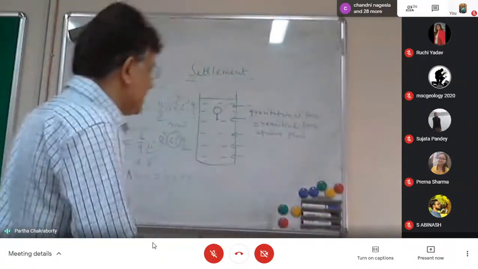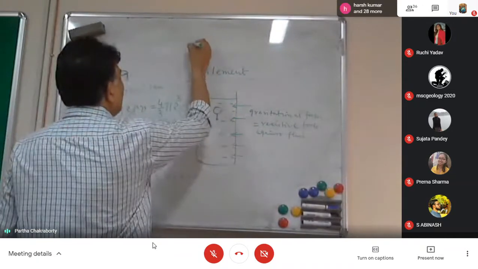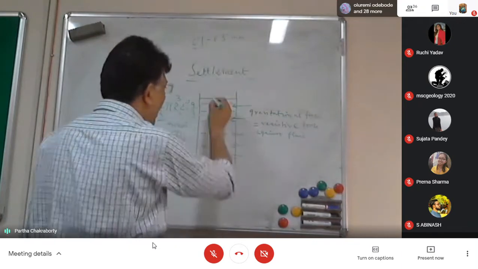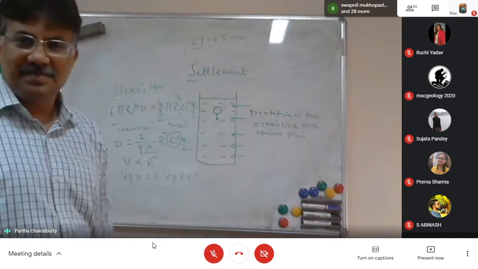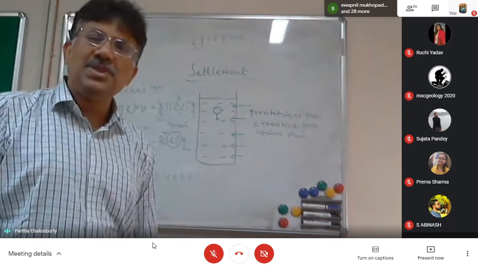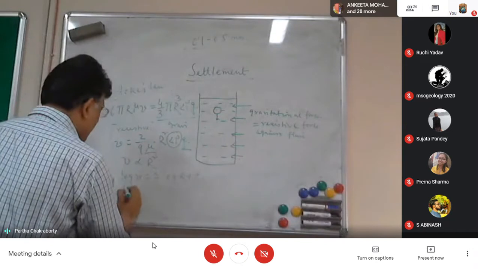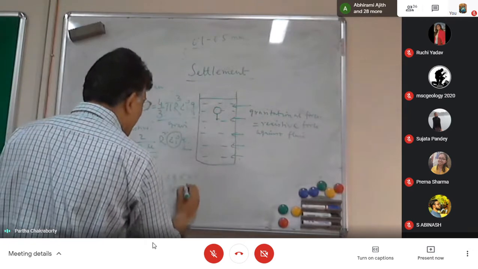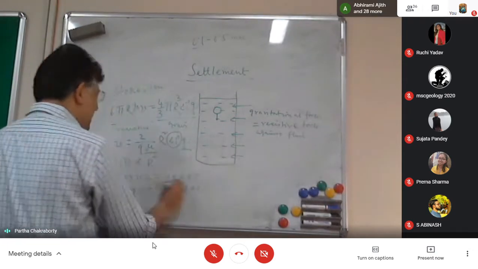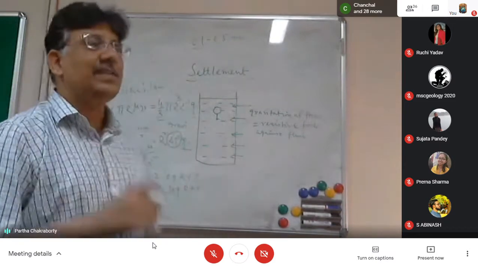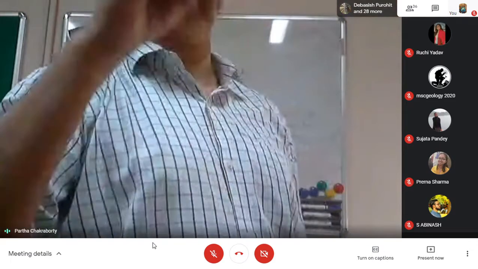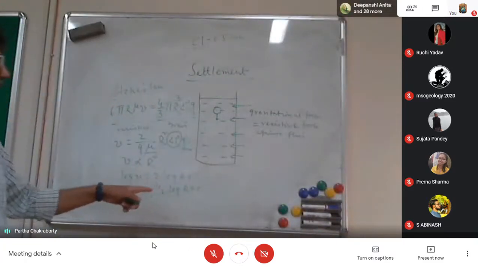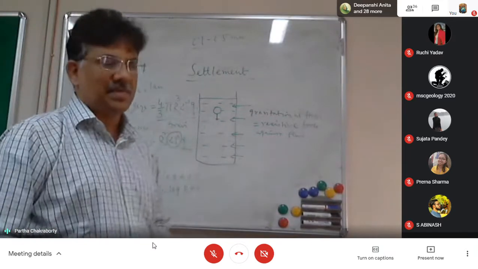But if we increase the size of the grain to 0.1 to 0.5 mm, the flow around it becomes turbulent rather than laminar. The equation changes to log V equal to half log R plus C, instead of 2 log R. When the size increases, the grain accelerates more and there is more turbulence around the grain.